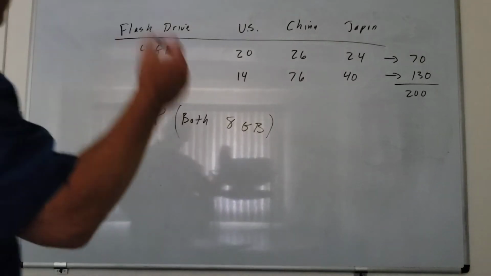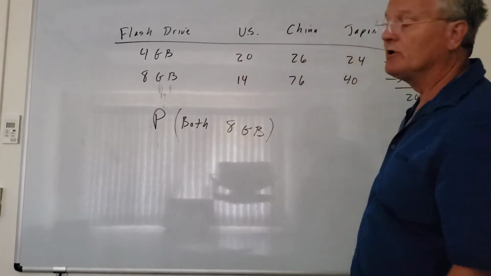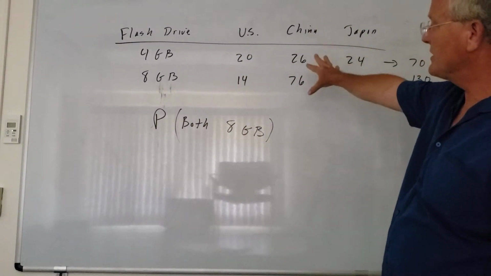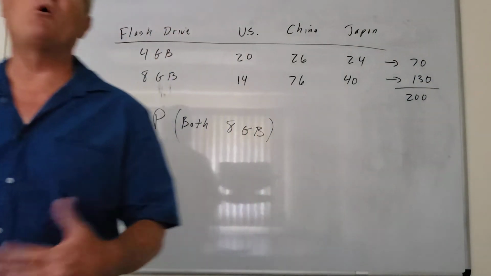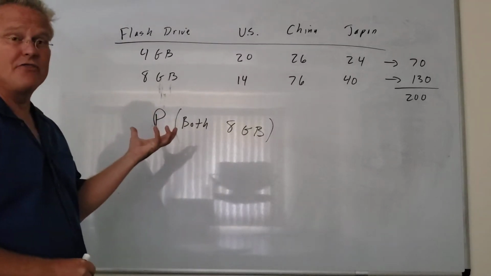Okay, so in this problem, we did this a couple problems ago, but the same table. So we're given these flash drives and we randomly pick 2 flash drives. What's the probability that they're both 8 gigabyte? Well, basically, this is the way we want to think about this.